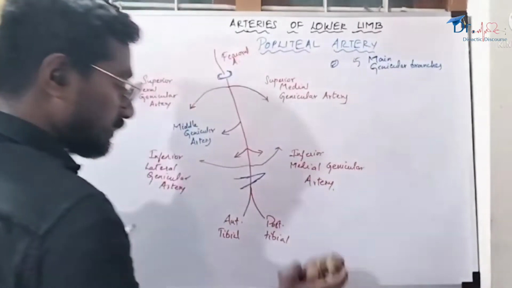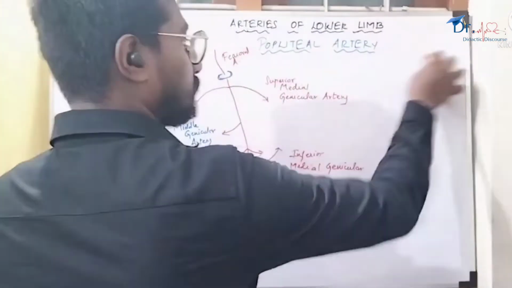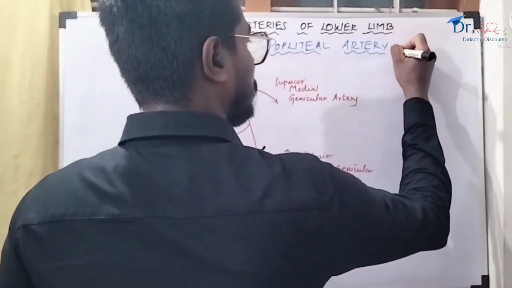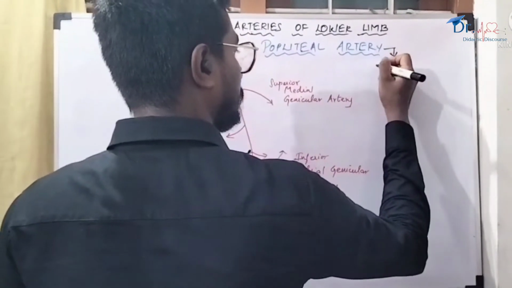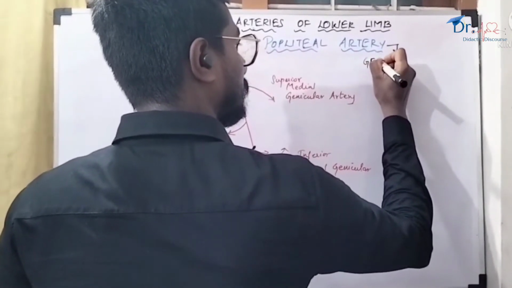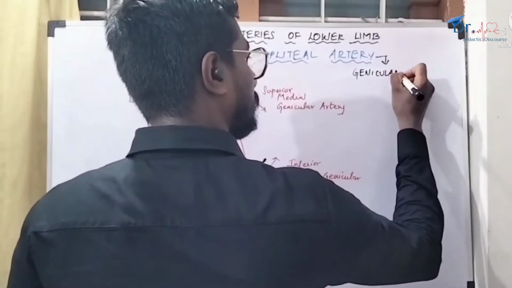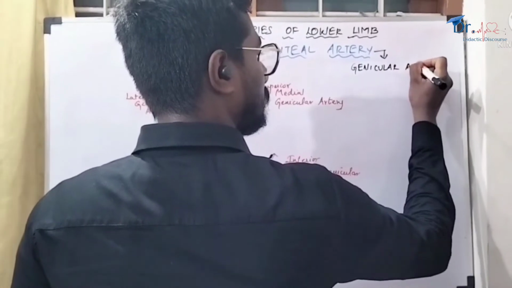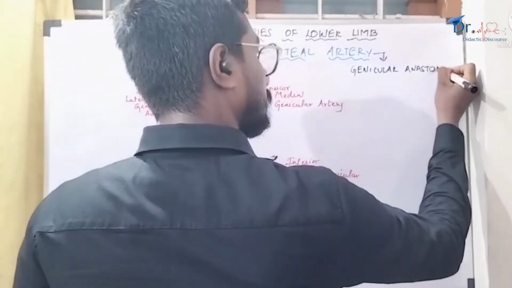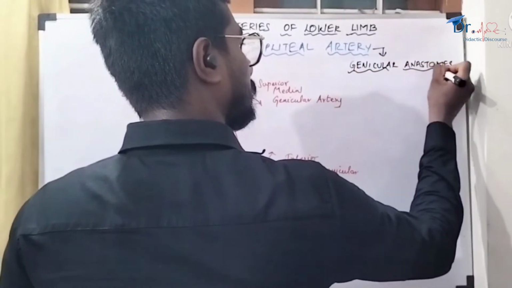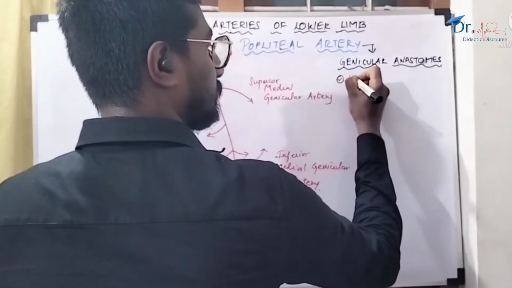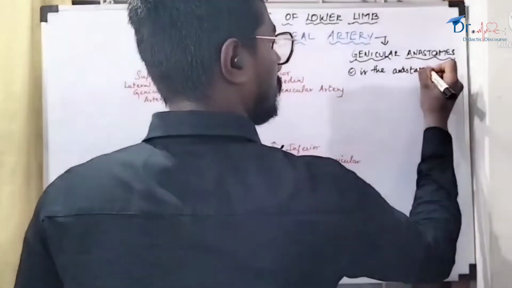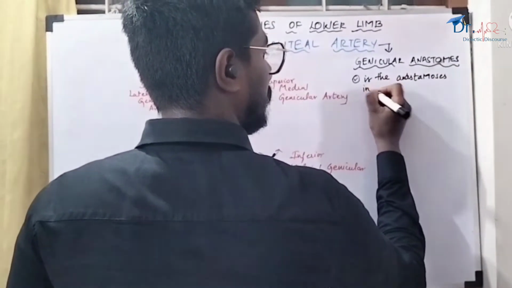And there is something called the genicular anastomosis, which is an anastomosis, a collection of arteries in the knee joint.